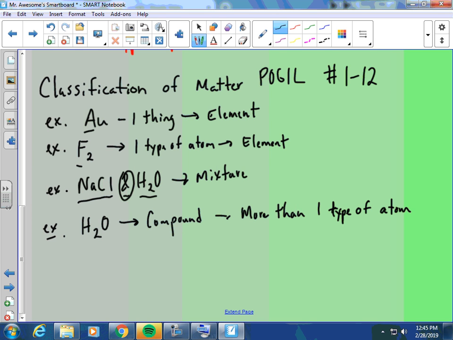More than one type of atom. You're right. Every time I see a capital letter, I know that's a certain atom. Okay? So I have H atoms, I have O atoms. They're stuck together. There's no and sign. So therefore, it's a compound.